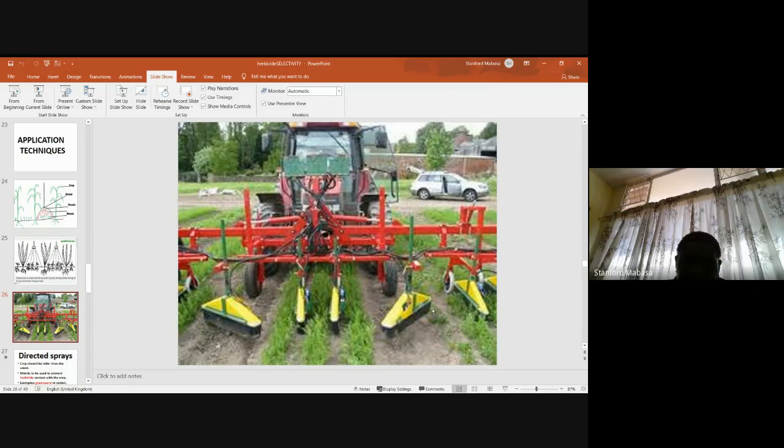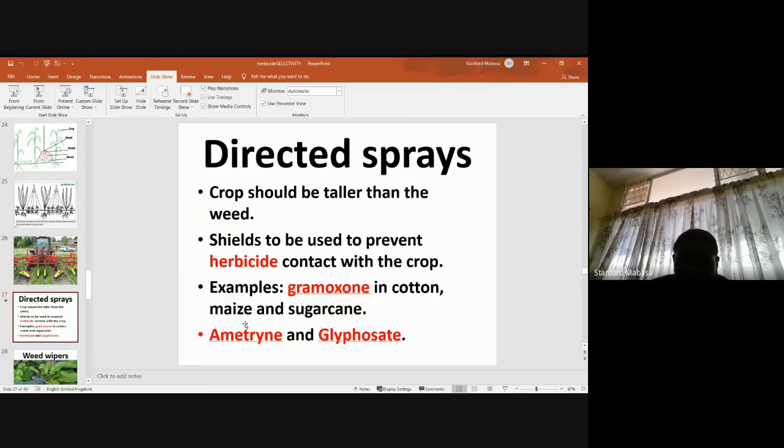Probably you can see these shields which are protecting the crop from herbicide droplets. So directed sprays are ideal when the crop is taller than the weed. You use shields to physically prevent the herbicide from coming into contact with the crop.